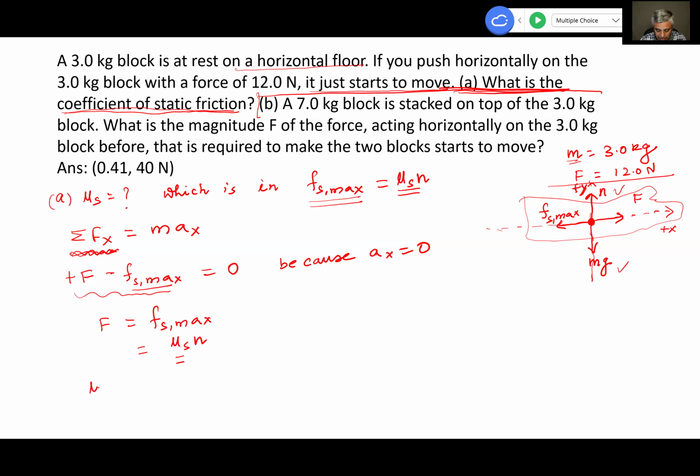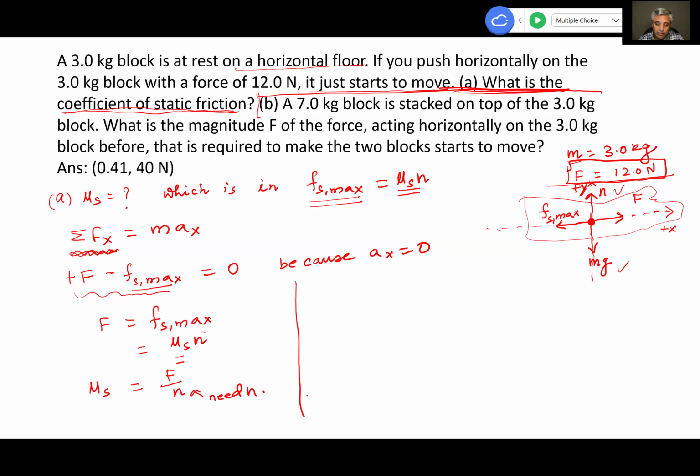So now let's solve for mu s. I like to write that one on the left-hand side. So N goes to F underneath F. So this is going to be F over N. Okay. So we need N. F is already there. Okay, we already know what F is.